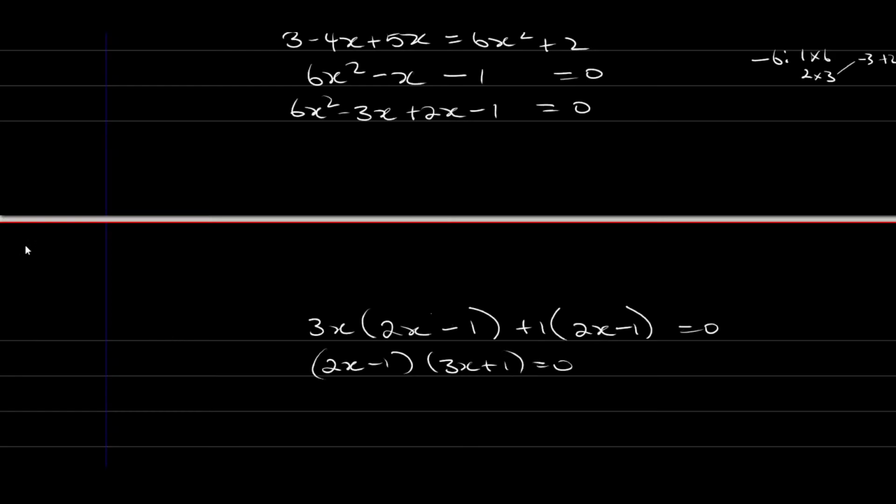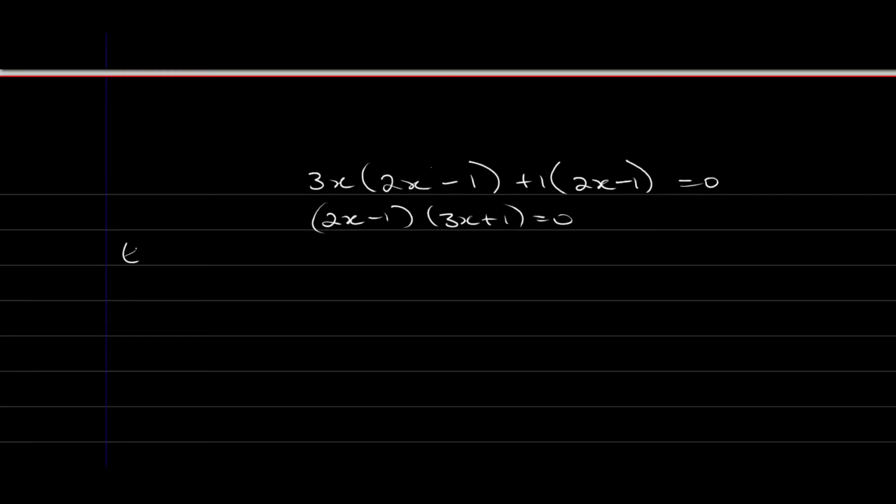And then from there, I can say that either 2x minus 1 is equal to 0 from the factor theorem, or 3x plus 1 is equal to 0. All of this is from the factor theorem. So it's either 1 or both needs to be 0 for that to be 0. And we have x is equal to 1 over 2. x is equal to negative 1 over 3.